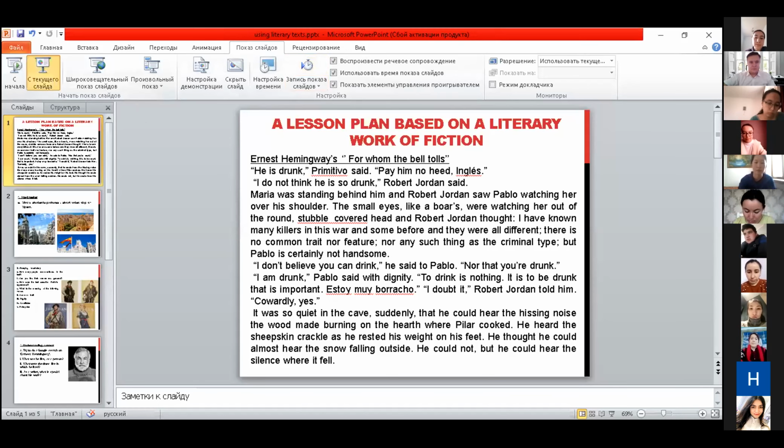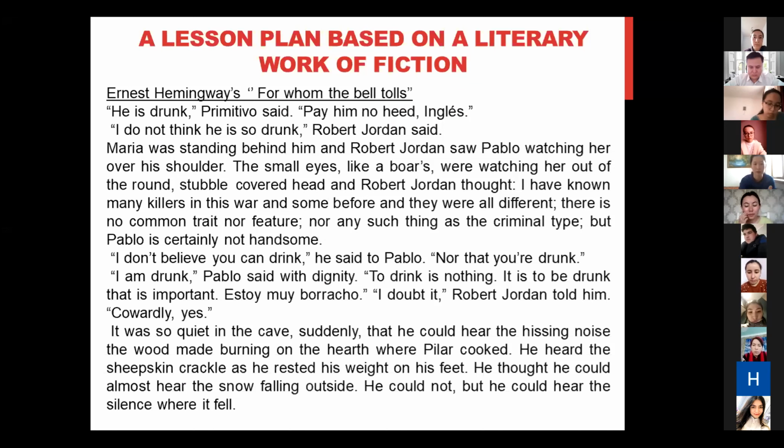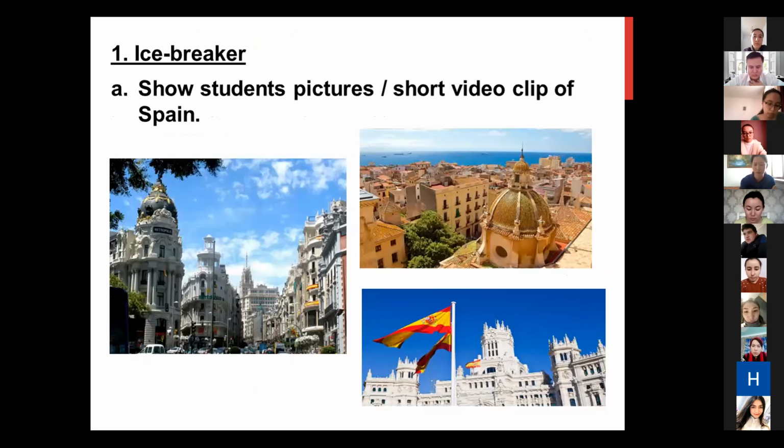I prepared a lesson plan based on a literary work of fiction. I took as an example Ernest Hemingway's novel, For Whom the Bell Tolls. How can I use this literary text in an ESL classroom? First of all, we use an icebreaker. Show students pictures or a short video clip of Spain. It helps students understand the theme of our lesson.